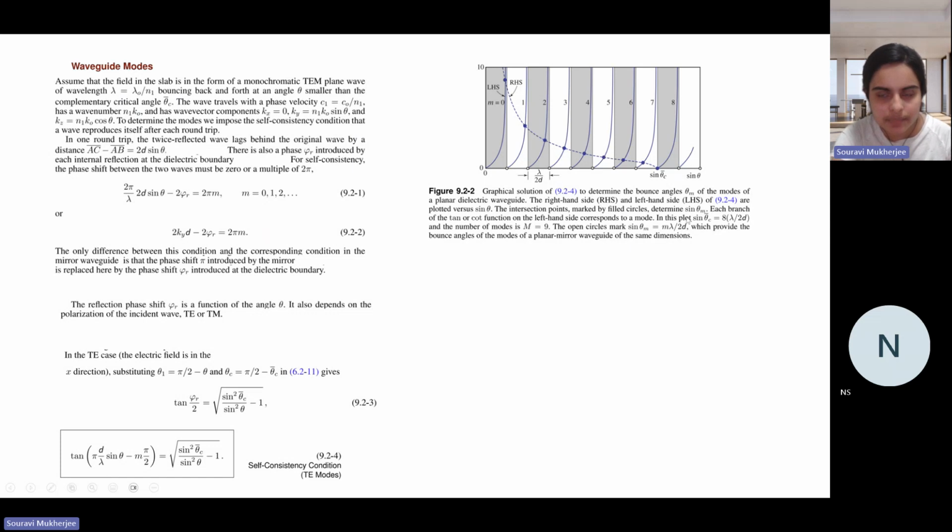And as you can see, in this case where sine theta c complement, so this is your critical angle, is some 8 times lambda by 2d, there you see that you get 9 intersection points, right? So then the number of modes that your waveguide supports is actually 9. So that means depending on what your critical angle is and the dimensions of your waveguide, you can find out the number of modes that your waveguide satisfies.